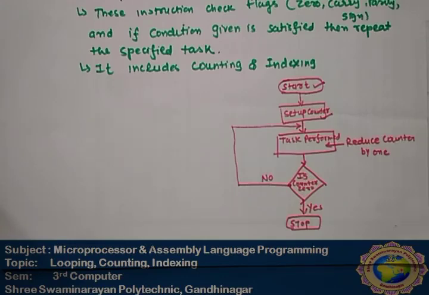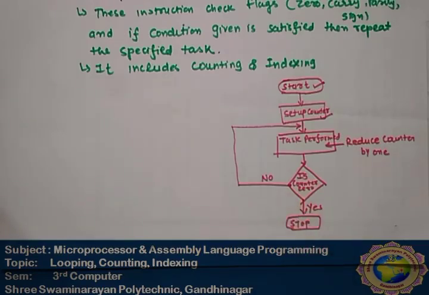Then you have to write the task performing program. Then you have to reduce the counter by 1. At the end of the main program, you have to put the decrement instruction to reduce the counter by 1. Then you have to check the condition, if counter is 0.